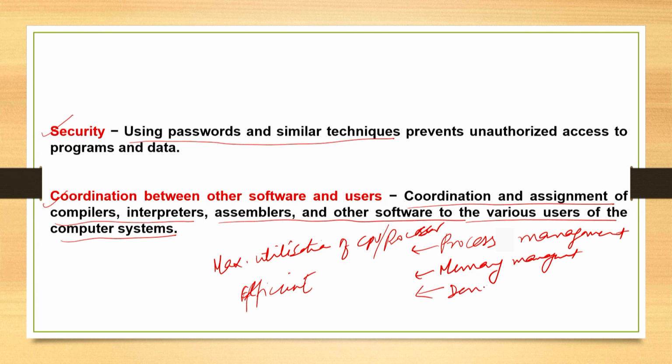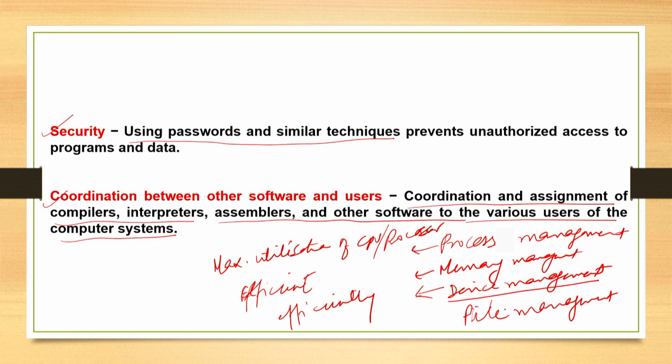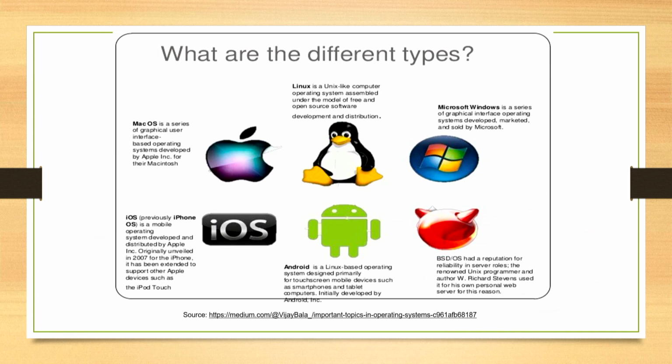Then device management. Device management is also about how efficiently the devices are used, and how the devices can be managed efficiently. And then file management means how files can be created and deleted in an efficient way. So these are the jobs of an operating system, and that is all about the jobs of the operating system.